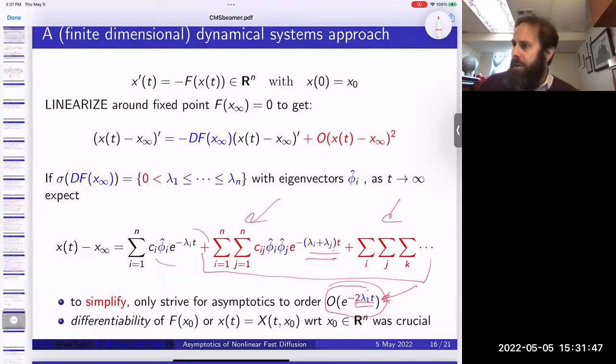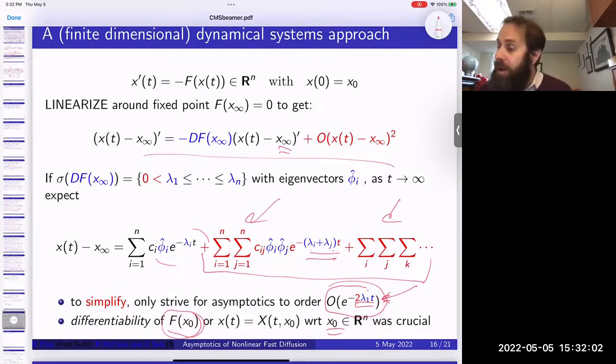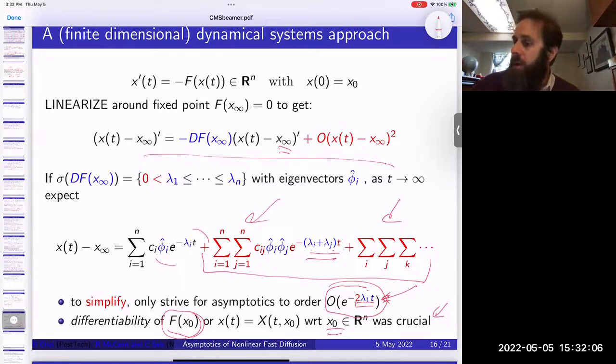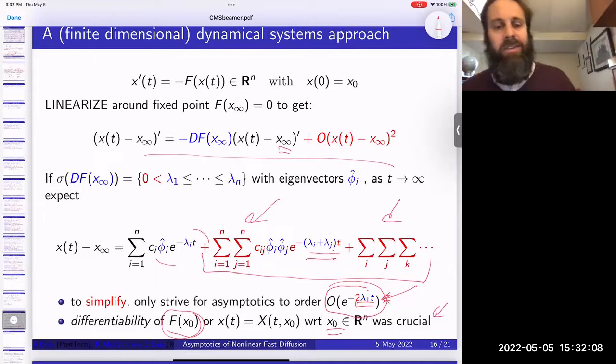And the other story in the whole space problem was one of the big technical challenges for us: in order to do this kind of linearization, you need to know that the vector field is depending differentiably on the initial condition. You want to be able to linearize the vector field around x infinity. And so a lot of technique was invested in showing this differentiability. So how is the situation on bounded domains different from this?